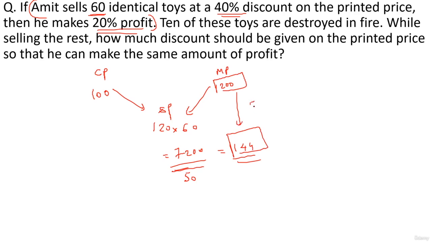कितना कम है? ये 56 rupees कम है. 56 rupees कम है कितने में से? 200 में से. So your discount percentage is how much? 56 upon 200 multiplied by 100. The answer is 28%. Okay, it's as simple as that.